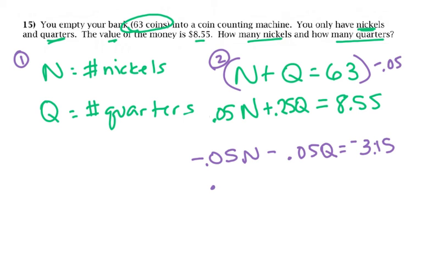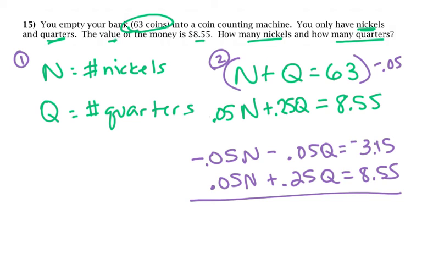And then the second equation, I'm just going to rewrite that. Don't lose your decimals. And then I'm going to add them together. The n's are going to be eliminated. Negative 0.05 and positive 0.25 is 0.2, or 0.2q. And then 8.55 and negative 3.15 is going to be 5.4. And then I divide both sides by 0.2. And that means I'm going to have 27 quarters.